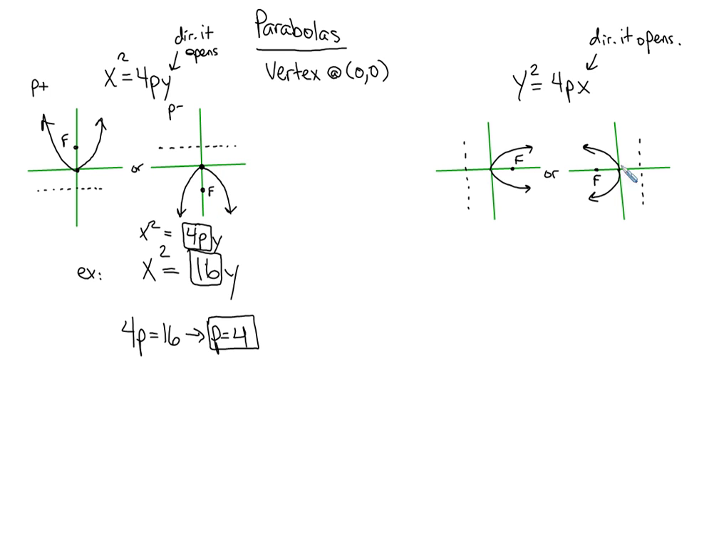Which of these is positive p? If p is positive, the thing opens to the right. If p is negative, it opens to the left. So does everybody see that? Up and right are positive. Left and down are both negative, just like you'd expect, just like your x and y axes. So since p is positive 4, which way is this going to open? Up. Because it's going to open in the y direction, and it's going to open up because p is positive. So when we go to draw the graph of this, let me show you how this works.